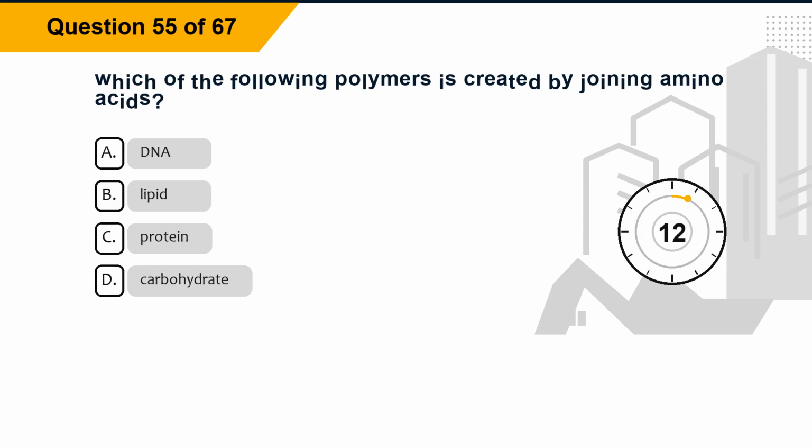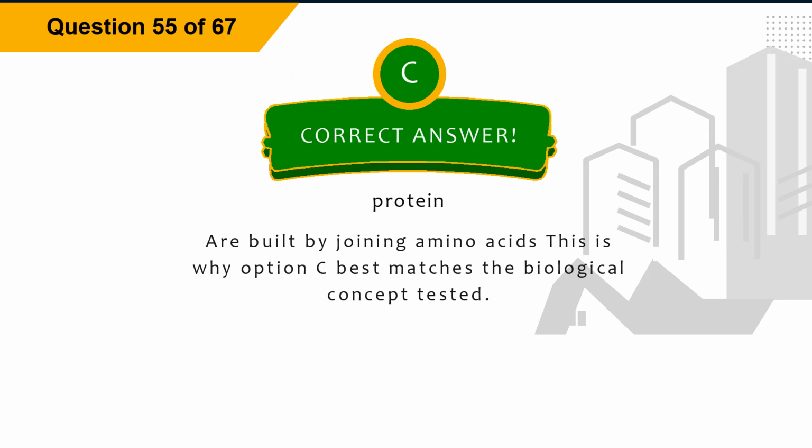Question 55. Which of the following polymers is created by joining amino acids? Option A, DNA. Option B, lipid. Option C, protein. Option D, carbohydrate. The correct answer is option C, protein. Explanation. Proteins are built by joining amino acids. This is why option C best matches the biological concept tested.